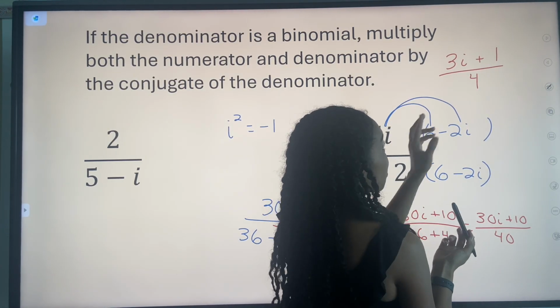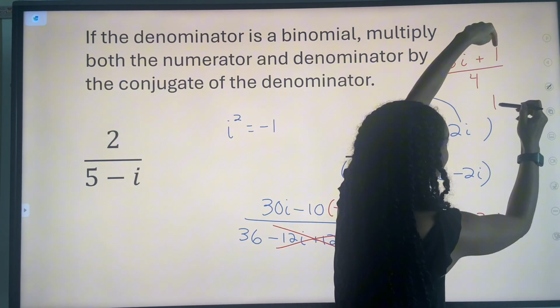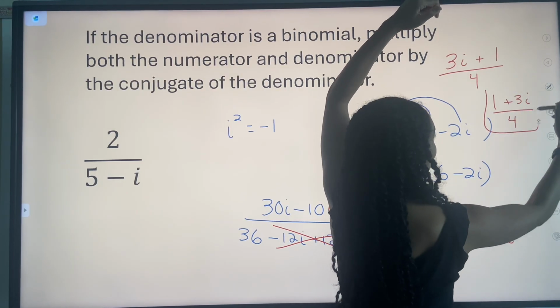It's also proper to put the imaginary part last. So I'm going to put the 1 in front and the 3i in the back. So this is your proper format.